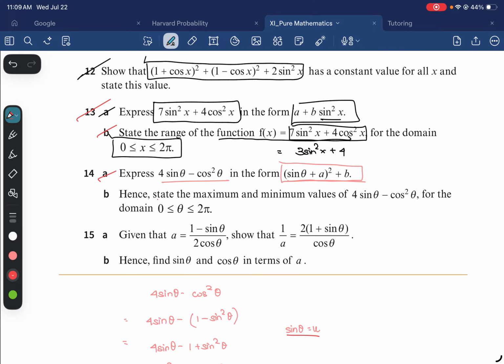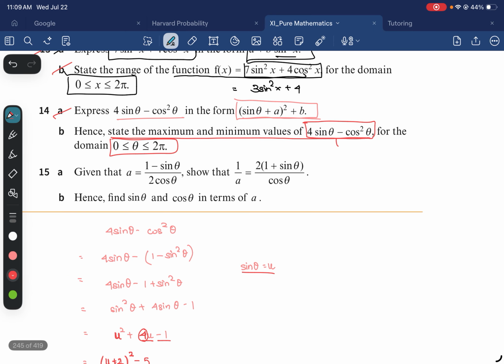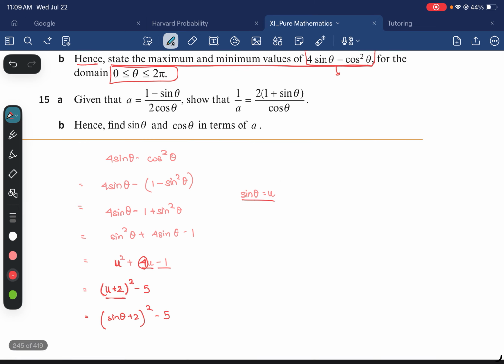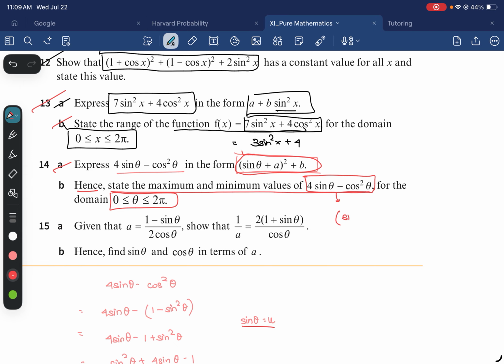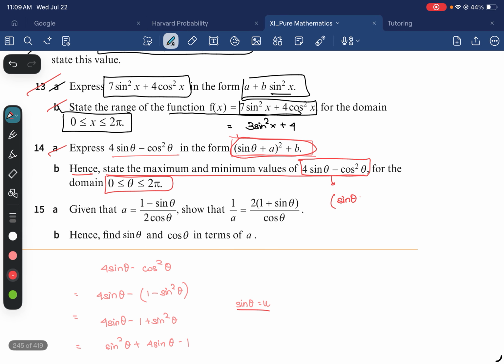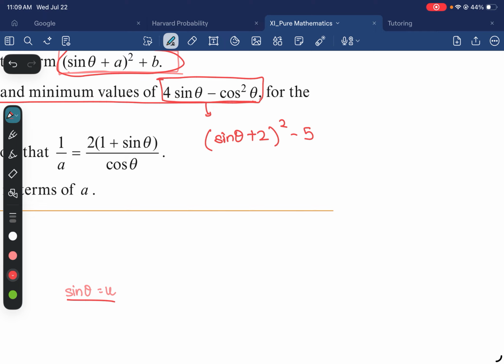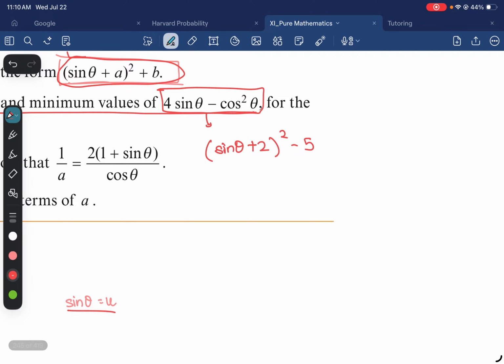Part B. Hence, state the maximum and minimum values of this expression for the domain. Okay. So we are not going to use this expression here because it says hence, you're expected to use the form that you got in the first question. So we have sine theta plus 2 squared minus 5. All right. Now let's think about this. There are two ways to go about it. Let me show you the first way.